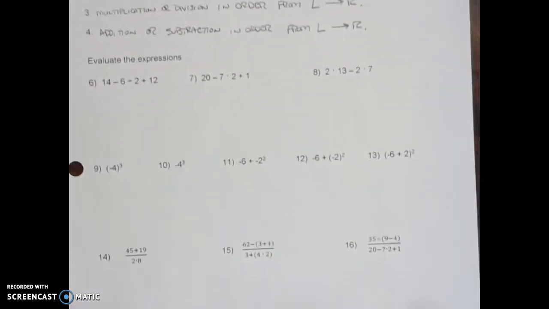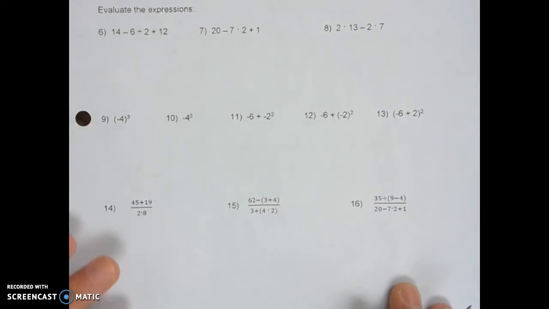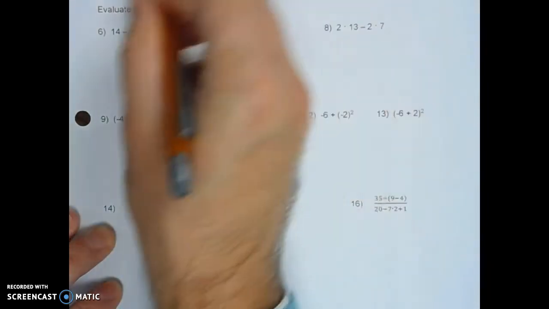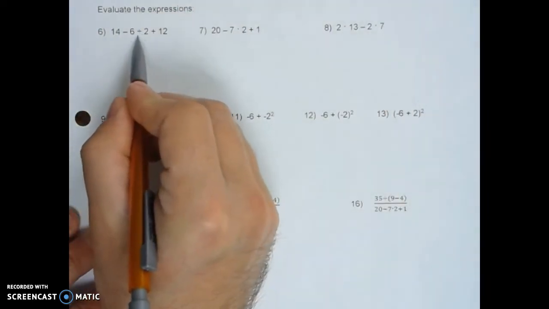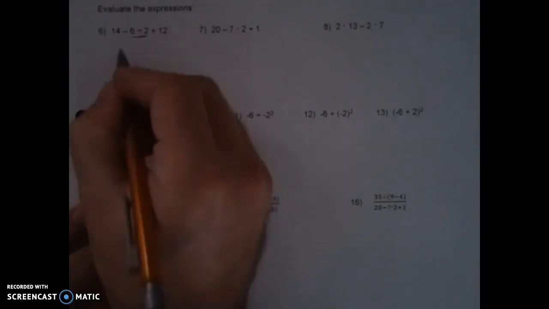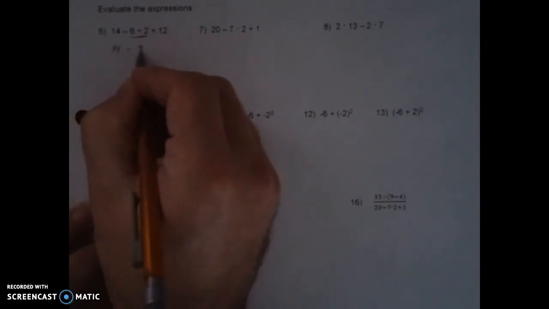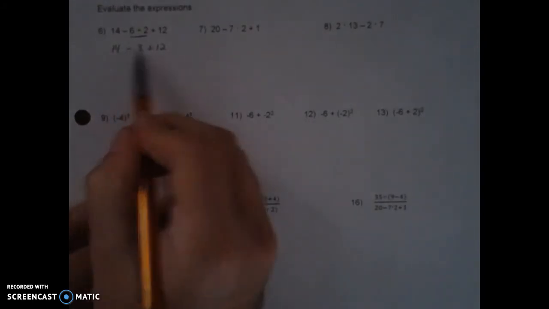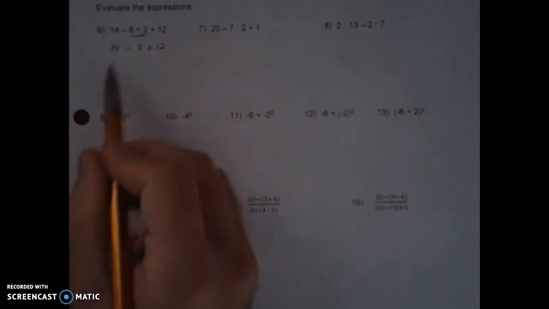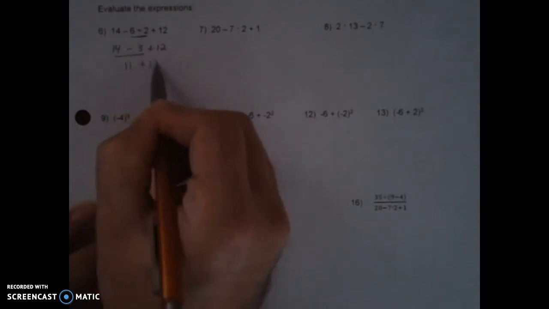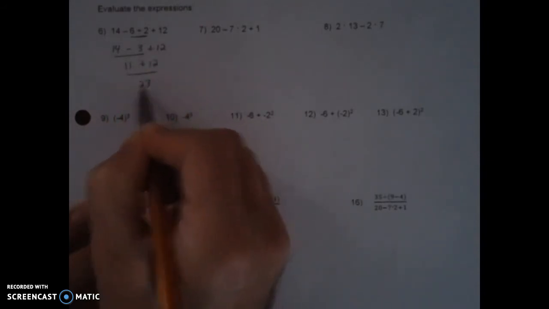I want to practice a couple of these problems. Number 1: I notice I have subtraction, division, and addition. Looking at my list above, division is the first thing I need to do, so I do 6 divided by 2, which is 3. Now I have 14 minus 3, and I bring down the plus 12. Now it's just subtraction and addition, which are on the same level, so I go from left to right. 14 minus 3 gives me 11, and then 11 plus 12 gives a final answer of 23.